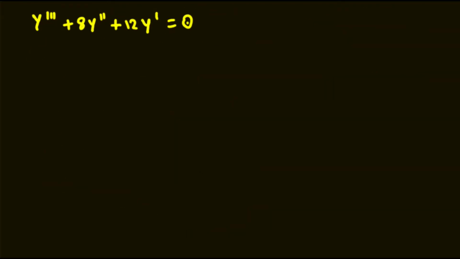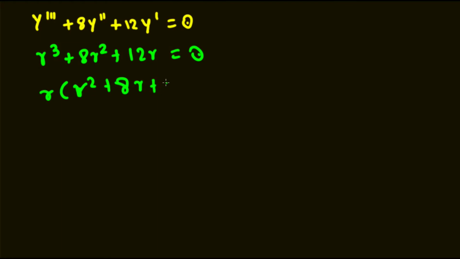Here we have y triple prime plus 8y double prime plus 12y prime is equal to 0. Same approach. We convert this one into characteristic equation. This is going to be r cube plus 8r square plus 12r is equal to 0. Now let's see whether we can factor this one. So if you take r common, you are going to get r square plus 8r plus 12 is equal to 0. And after that we can factor this one, like r times (r plus 6)(r plus 2). 6 times 2 is 12, 6 plus 2 is 8. That's how we got this factor.